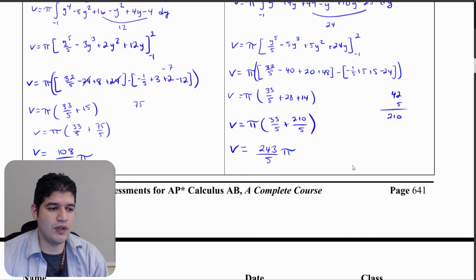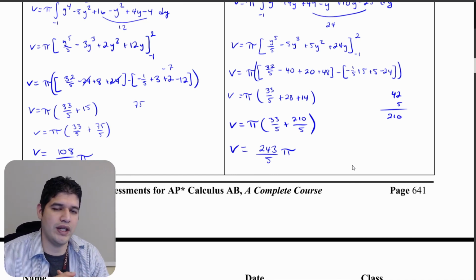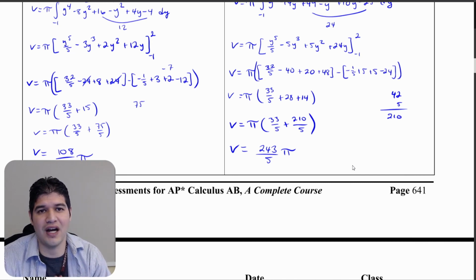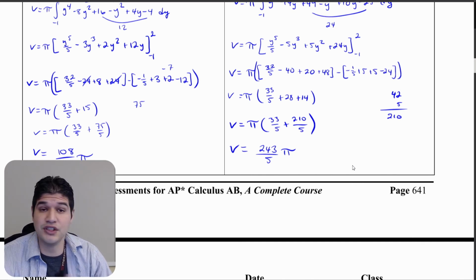Okay, and that is going to be our final answer. The volume for the axis of rotation when it is x equal to 7 comes out to be 243 over 5 pi. Again, I know that these calculations can take a while. Know that sometimes the problems are going to be a little bit friendlier when you actually take the AP exam, but sometimes they can look like this and you just got to deal with it.